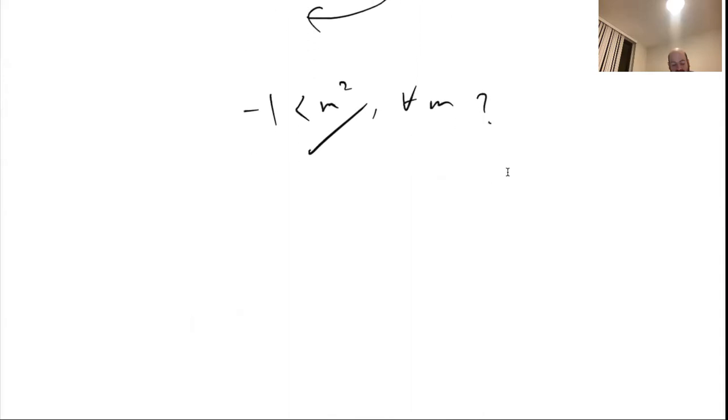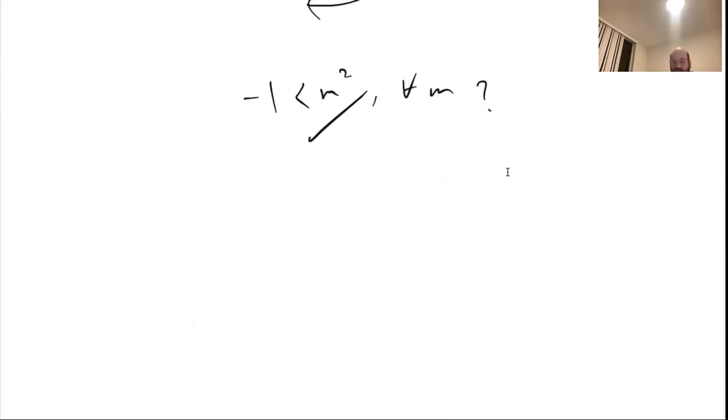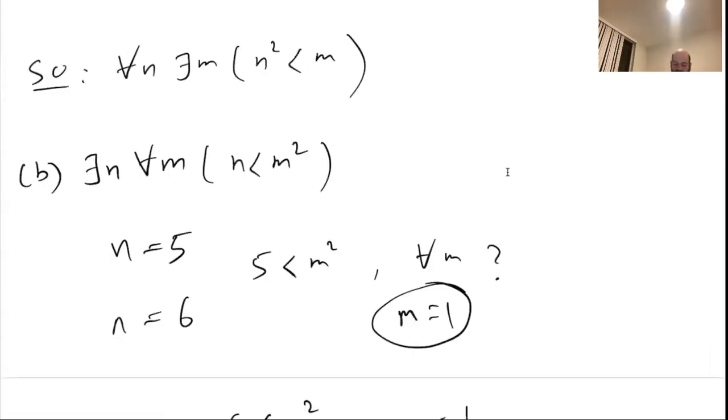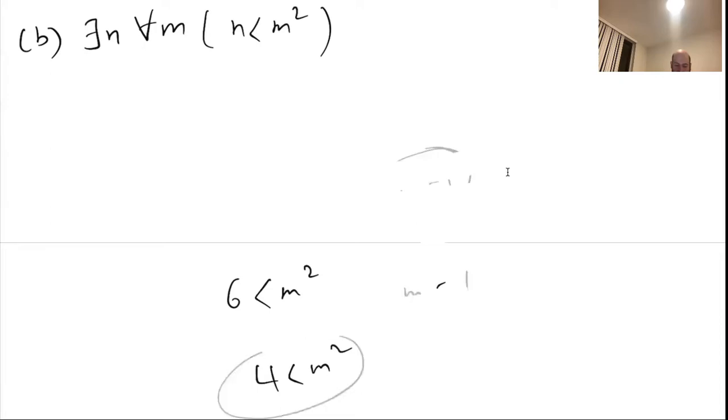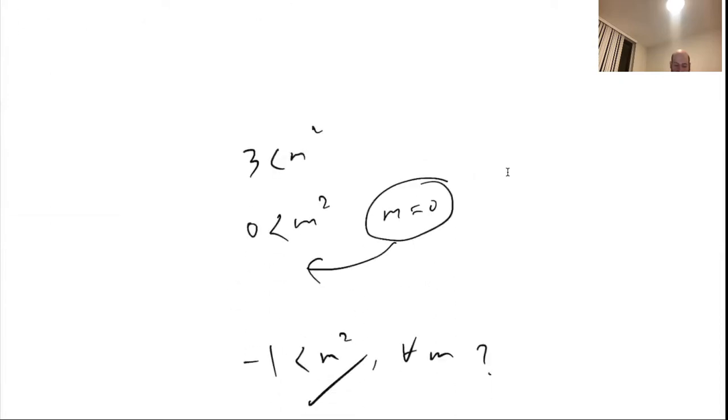But if we choose n to be a negative number, for example, -1 or -2 or any negative number, then -1 is less than m squared for every m, because m squared is, of course, non-negative, and therefore any non-negative number is automatically bigger than -1. So we can say that this is true, because we were looking for at least one n value and we found it.